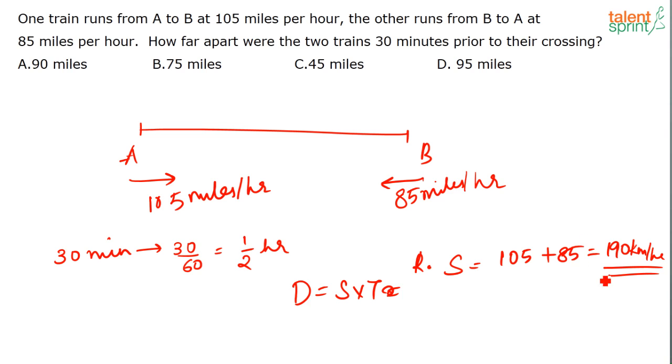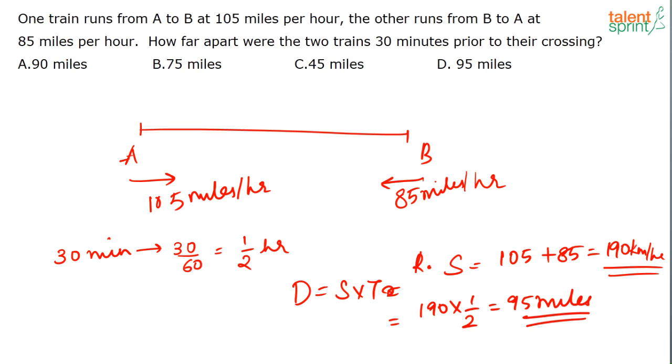For how long is it traveling with this speed? It is traveling for half an hour. So, the distance that it will cover will be equal to 190 into half an hour, that is 1 by 2, which is equal to 95 miles. Correct, very easy question, no? So, the answer for this question is 95.